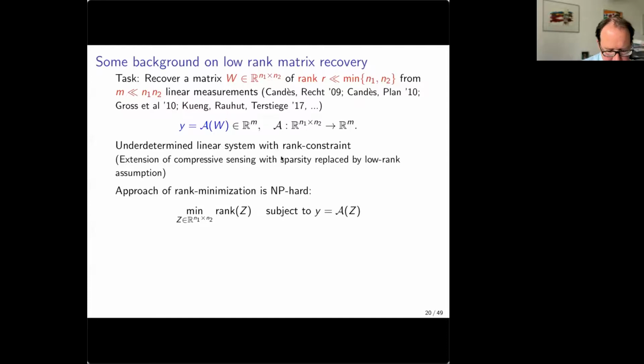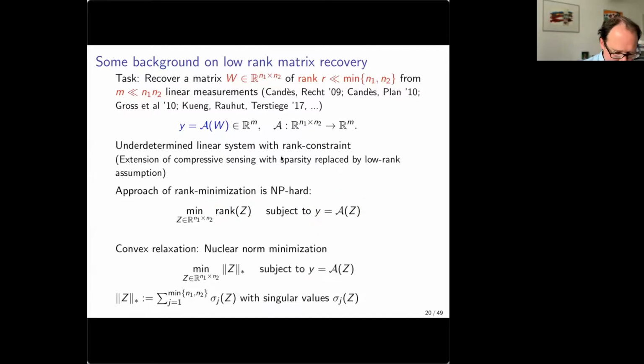Now, if you want to solve this, one approach is to minimize the rank subject to this equality constraint, but that unfortunately is NP-hard. And so the standard way is to do convex relaxation. We look at nuclear norm minimization. That's the L1 norm of the vector of singular values of the matrix Z.